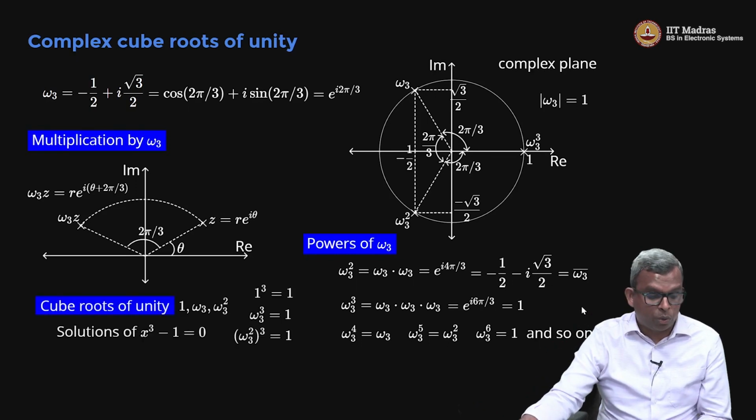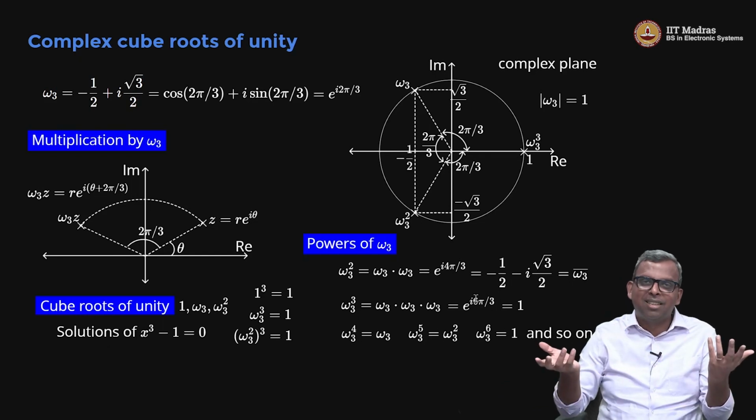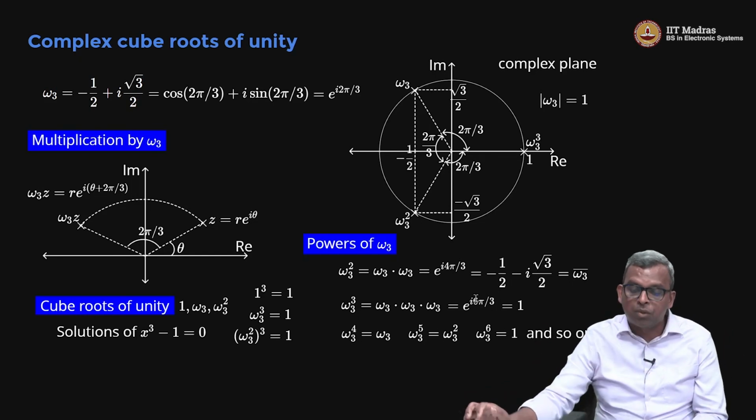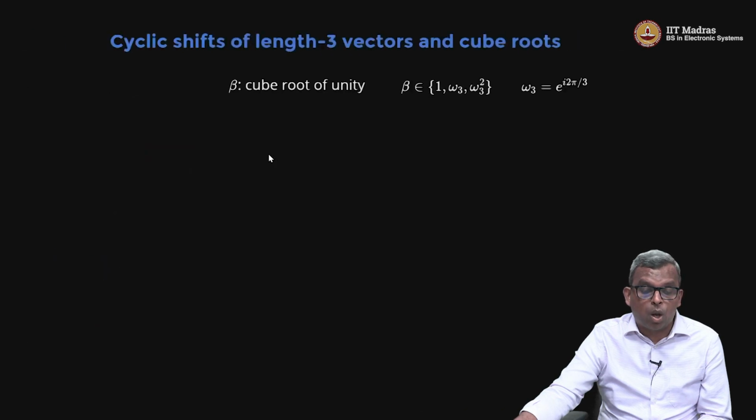So what are my cube roots of unity? The three of them are 1, omega 3 and omega 3 squared. Why are they the cube roots of unity? If you cube them, you get 1. And they are the three solutions of x power 3 minus 1 equals 0. There are no other cube roots of unity, right? You may say omega 3 power 4, 5 and all, but eventually it comes back to one of these three numbers. There are no other numbers which raised to the power 3 give 1. I hope you see this. So these are the complex cube roots of unity. I'm going to use this omega 3 notation a lot.